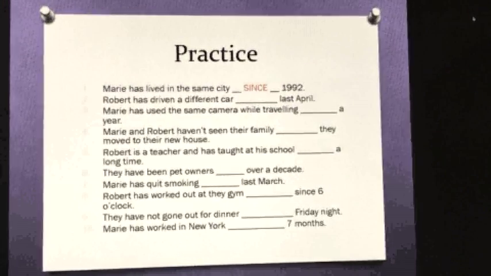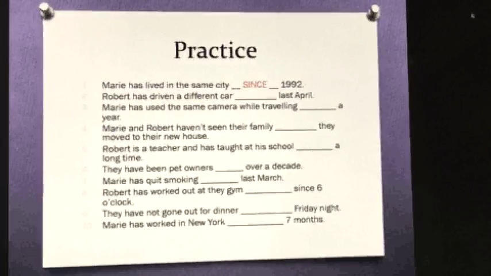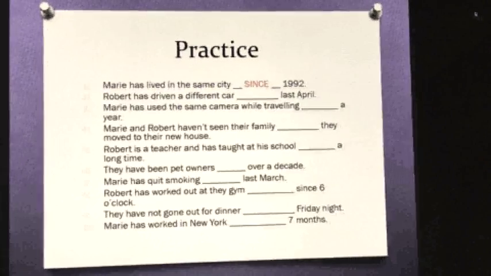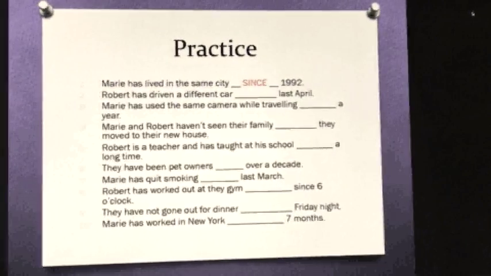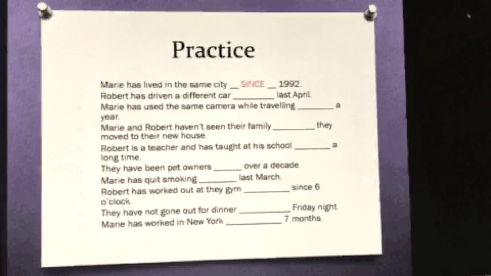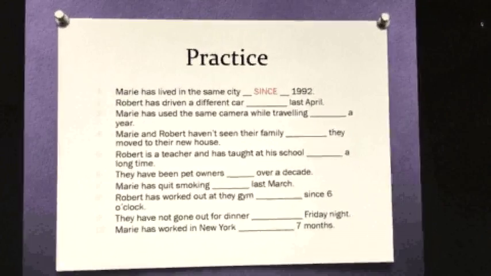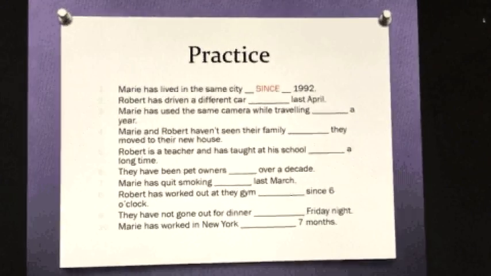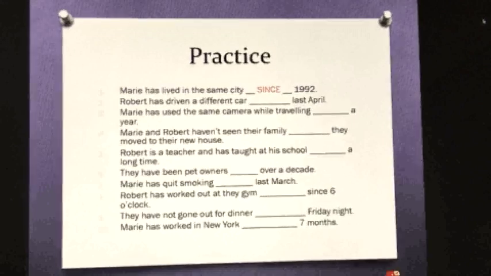So what are we doing again? Winnie? That's correct, Winnie. We're using for or since, and we're putting it in the blank spaces of those sentences. Good job. Okay, we'll take it up as a class in just about 5 minutes. Thank you.